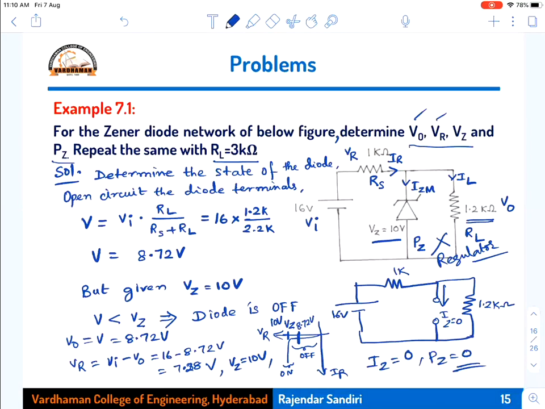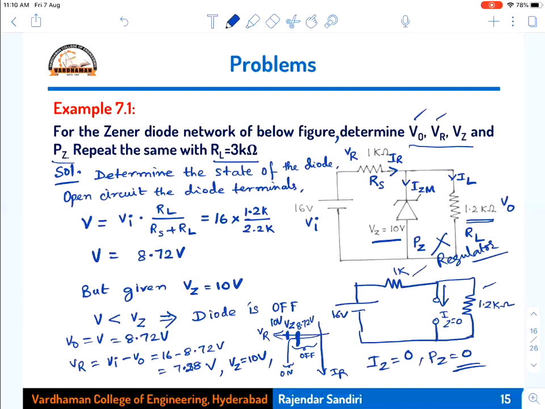Calculating all these things does not serve any purpose. Just we are calculating these parameters, the current and voltage in the circuit. We can calculate all those things just because it is asked. But that circuit is of no use because it is not at all acting like a regulator. Because the diode is operating at this particular value only, 8.72 volts. It is not going to this VZ value. Therefore, it is not operating as a Zener diode voltage regulator.